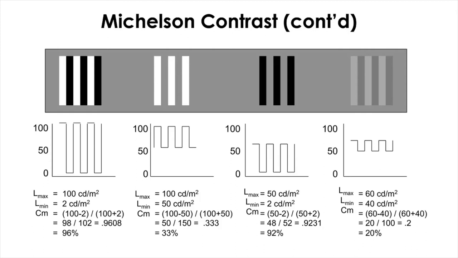Again, here are some example calculations of Michelson contrast for different square wave gratings on the same gray background of 50 candela per square meter.